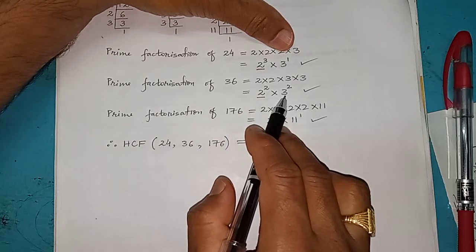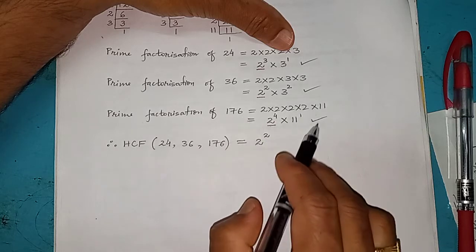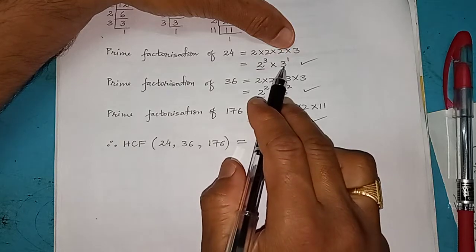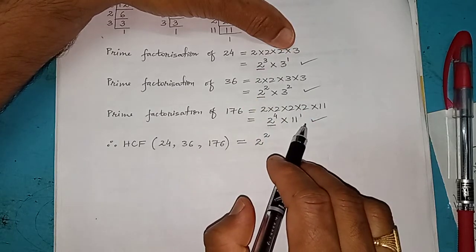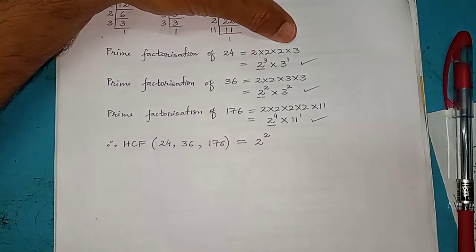3. But if you look in 176, 3 is not a prime factor of 176. Therefore we conclude that 3 is common in 2 given numbers, but it's not present in 176. Therefore 3 is not a common prime factor for all 3 given numbers.